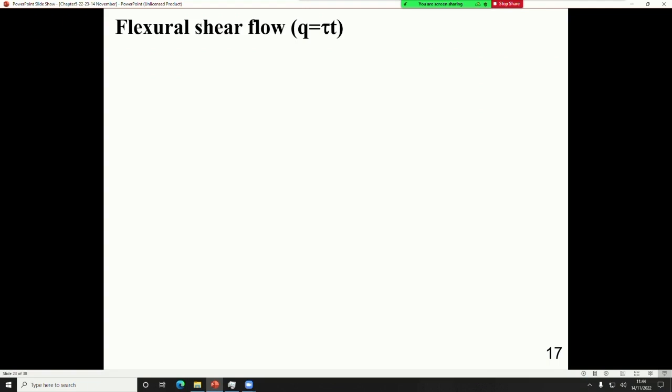Similar to what we did in previous chapters, instead of shear stress, we can use shear flow when the section is thin. And what was the definition of the shear flow? That is the product of the thickness and the shear stress. Okay, that was the product of the shear stress and the thickness. And that is the force applied per unit length of the section.